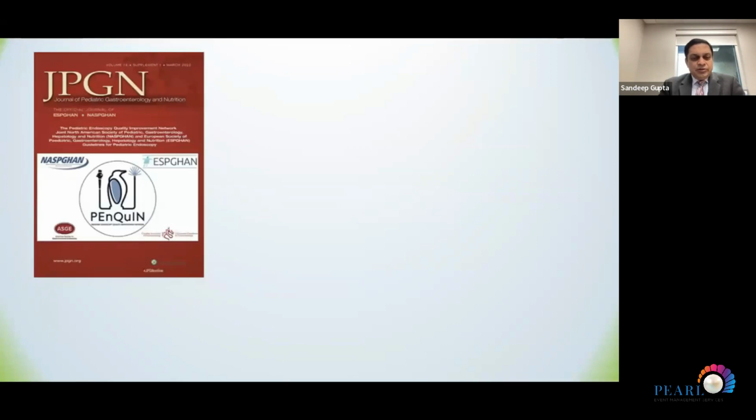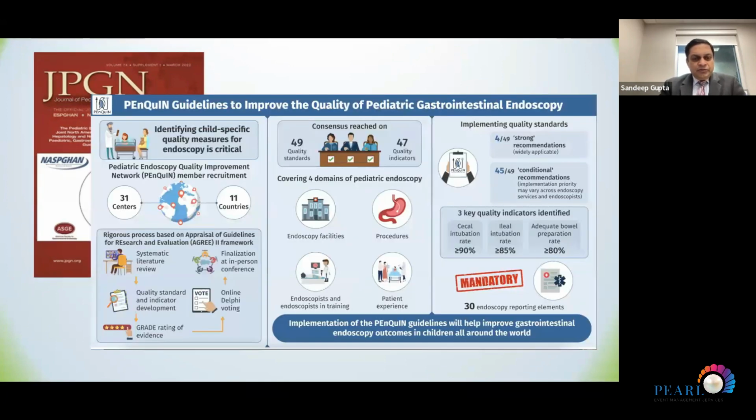The first was this supplement known as PENGUIN, or Pediatric Endoscopy Quality Improvement Network, which was a joint study between the ASPGHAN and NASPGHAN societies and was supported by ASGE and the Canadian Society for Gastroenterology. This was truly a labor of love of many individuals from 31 centers in 11 countries who did a very deep literature review to come up with a set of guidelines to improve quality of pediatric gastrointestinal endoscopy. They came up with 4 domains of pediatric endoscopy, including endoscopic facilities, procedures, training, and patient experience.